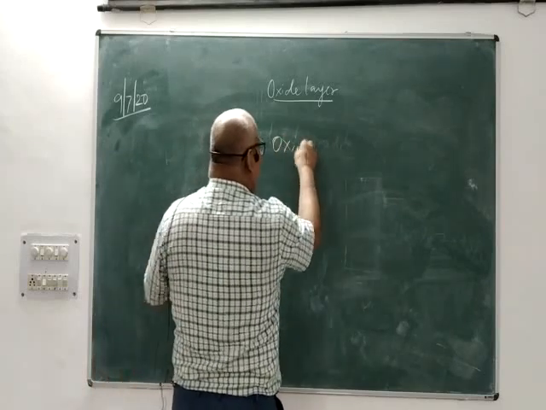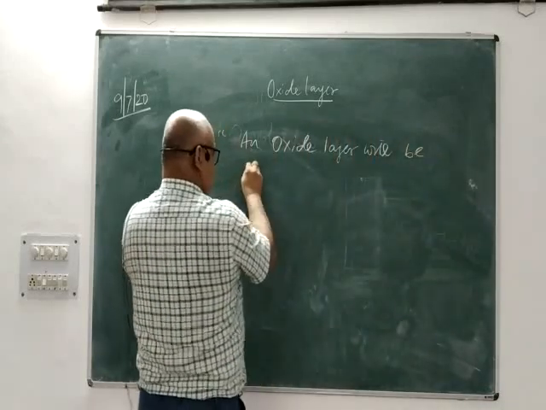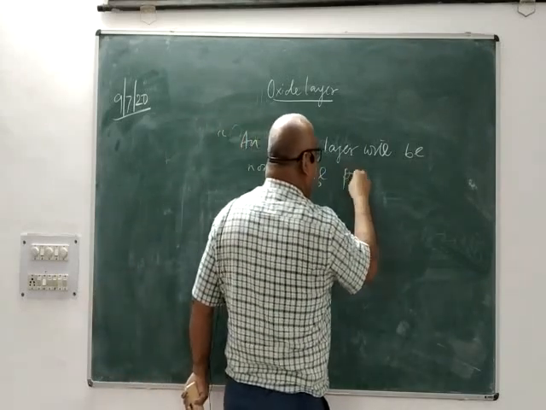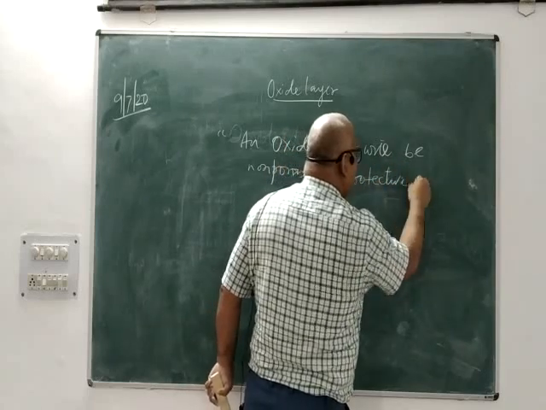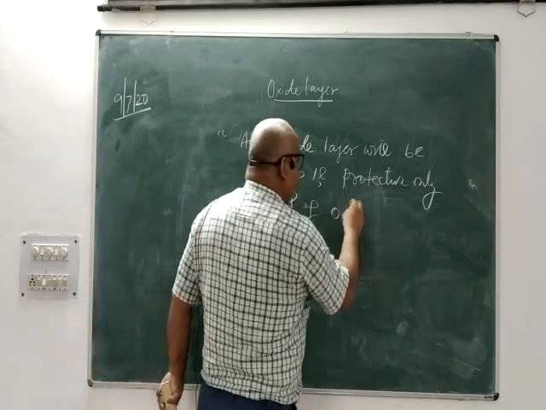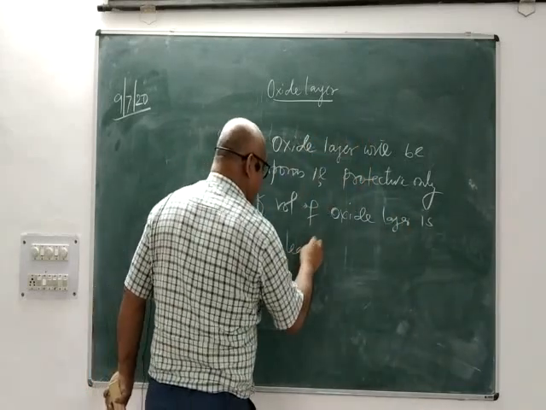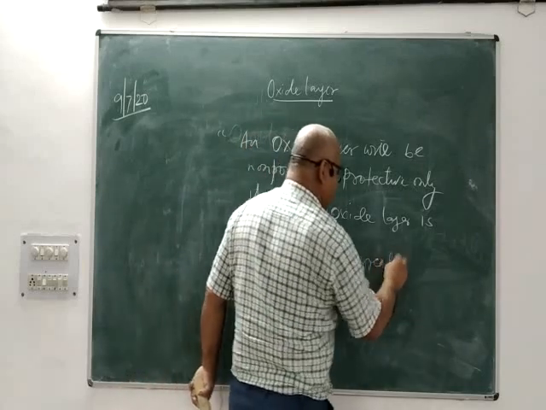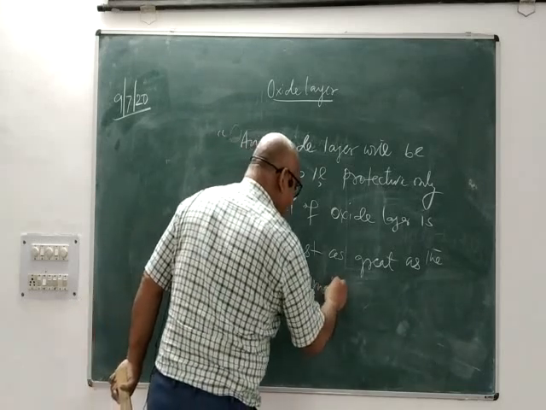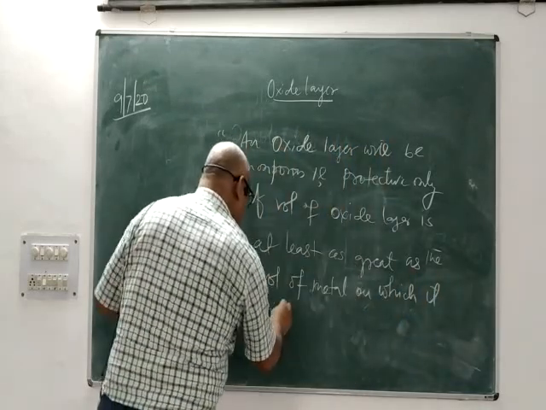An oxide layer will be non-porous, that is protective, only if the volume of oxide layer is at least as great as the volume of metal on which it is formed.